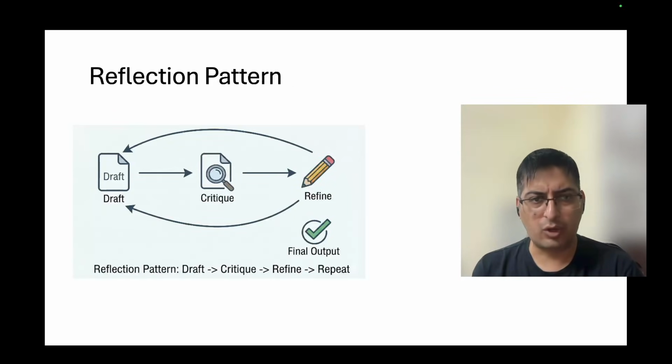There will be a draft output generated. A critique agent or judge agent will analyze that and give comments. Then it will go through the refinement process. Again, it will be analyzed by the critique or judge agent, and again feedback will be given. This will be done a certain number of times, and then the final refined output will be generated.